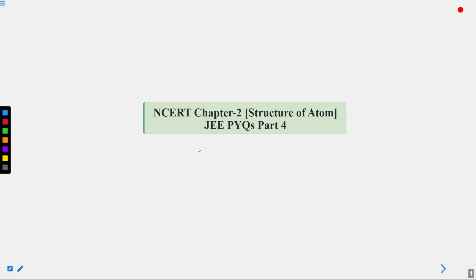Hello everyone. Today we are going to see some practice questions from the chapter Structure of Atom. This is NCERT chapter 2, and today we are going to see some practice questions of JEE PYQs, which have been there in the previous examinations of JEE. So let's start with the topic NCERT chapter 2 Structure of Atom, JEE PYQs part 4.